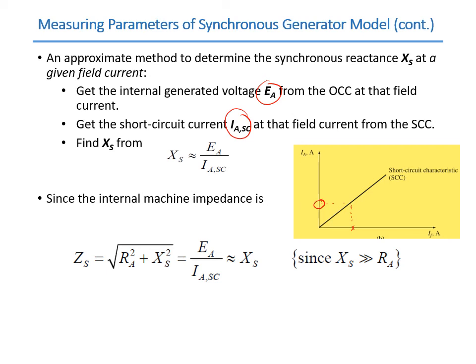Why is this so? Because the actual relationship comes from this: ZS, which is the total of RA and the synchronous reactance, is equal to the voltage divided by current. However, because XS is significantly larger than RA, you can ignore this RA squared term, and therefore you end up with just XS, which is approximately equal to this term here, EA over IA.